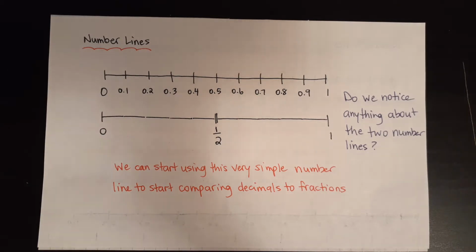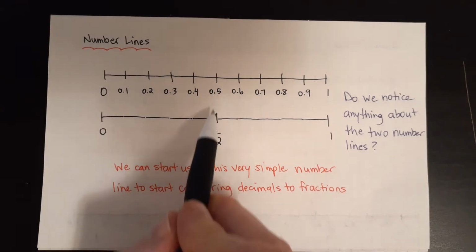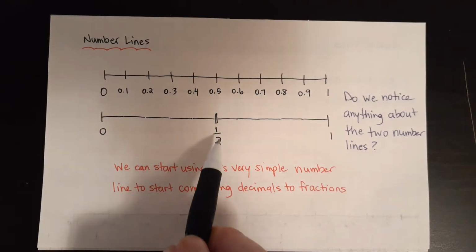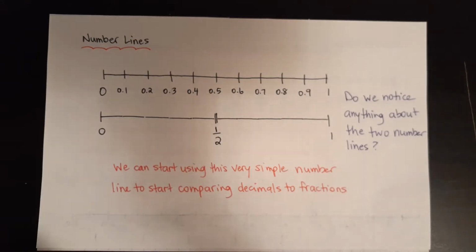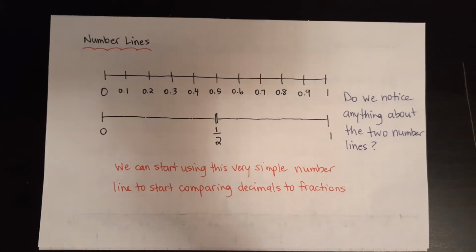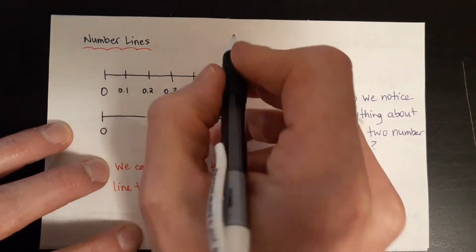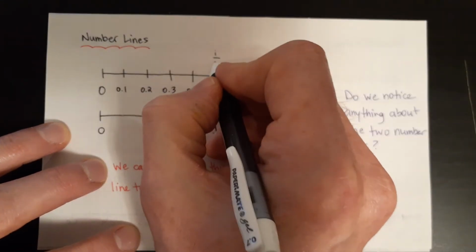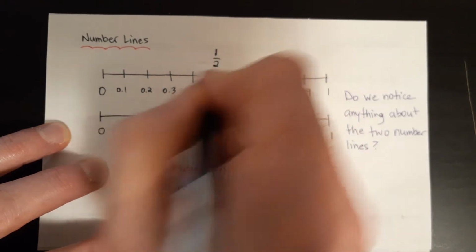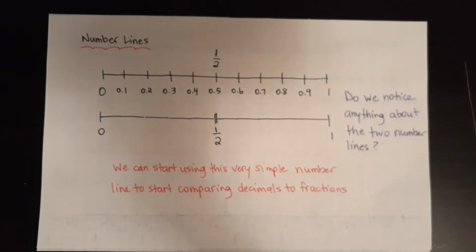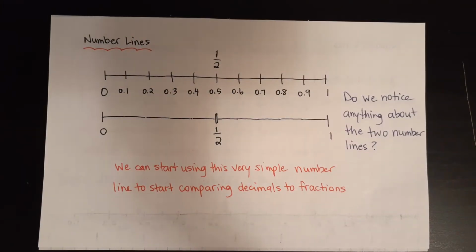Hopefully the first thing that we notice is that 1/2 and 0.5 are right above each other, or right in the same area as each other. And so what we need to recognize is that 0.5 and 1/2 represent the same value. There is an equivalency to them. And so we can start using this simple number line to start comparing decimals to fractions.